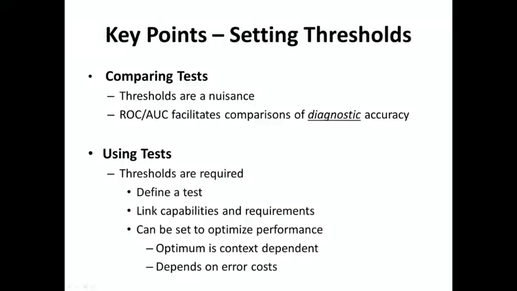So the key points here about setting thresholds and comparing tests. When we're comparing tests, thresholds are a nuisance, right? Because we don't know that people have necessarily used the same threshold. And the ROC curve and the area under the curve facilitates comparisons of diagnostic accuracy. So that's a good thing. It eliminates the thresholds, which are a nuisance in that setting. But when we use tests, thresholds are absolutely required. We can't use a test unless we define a threshold. And these thresholds can be used to link capabilities and requirements of tests, and they can be set to optimize performance. And the optimum of where you would set the threshold is very context dependent. It depends on the costs of errors, on the relative impact of a false positive or a false negative. And we gave some examples of that, say, of cancer versus pneumonia.